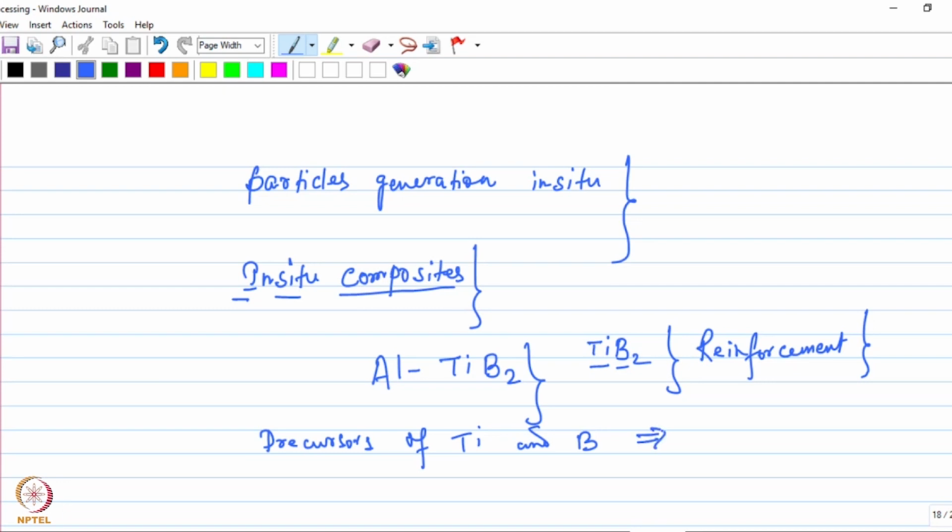Okay, there could be many precursors which can be added, but the simplest and the most economical ones are the salts. This kind of salts such as KBF4. Okay, and for the titanium, you can have another salt which is K2TiF6. So these kind of compounds are quite cheap. They are not very expensive, and at the same time you get materials like boron and titanium, which are otherwise expensive if you want to buy them in elemental form.